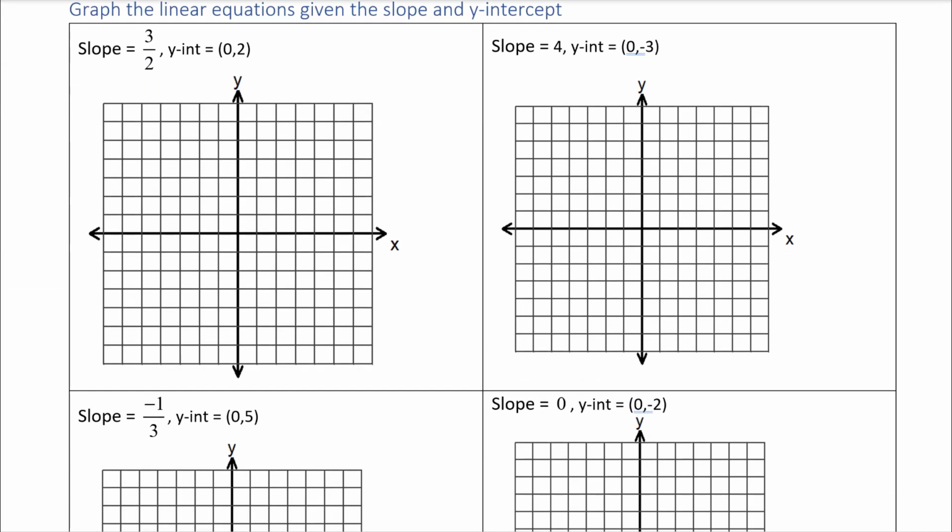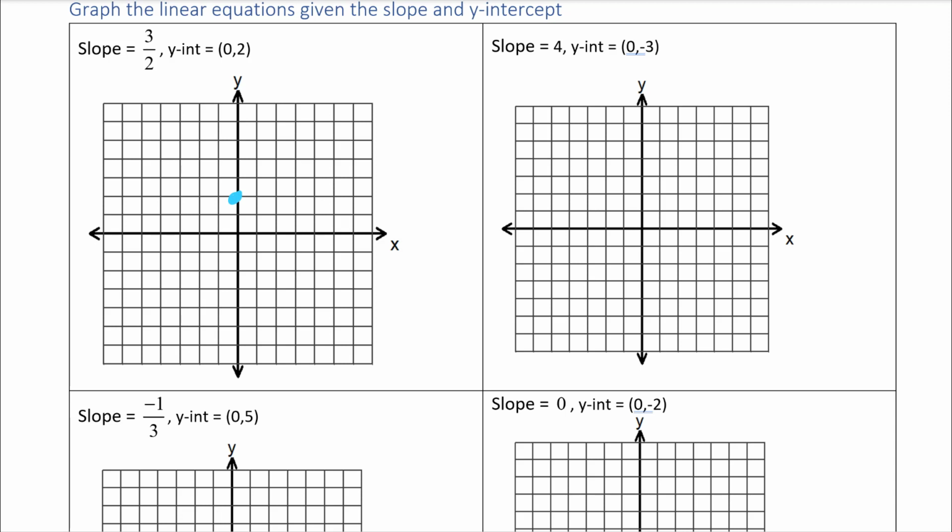Next, I'm going to give you some information. I'm going to give you a slope and a y-intercept, and I want you to be able to graph. So I have a y-intercept at (0, 2). I'm going to always start with the point. (0, 2) is right here. Okay, so that's a point on my graph.